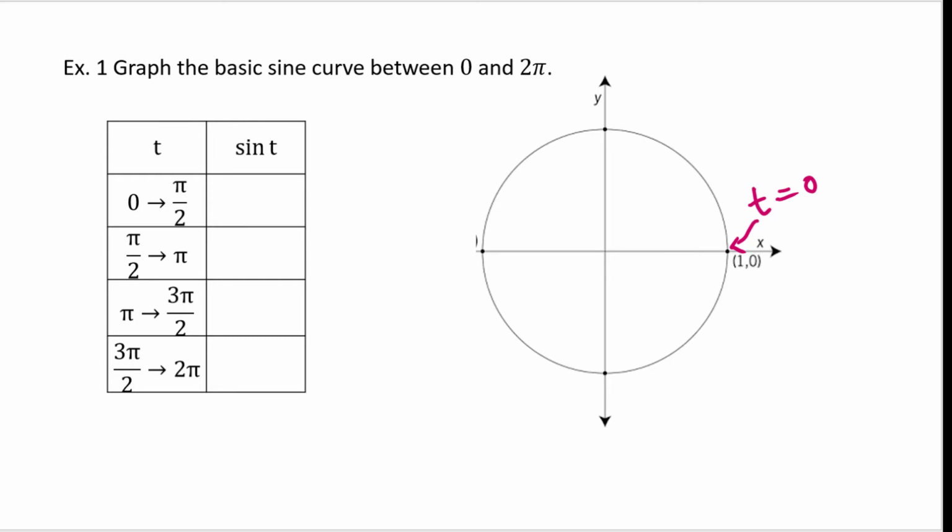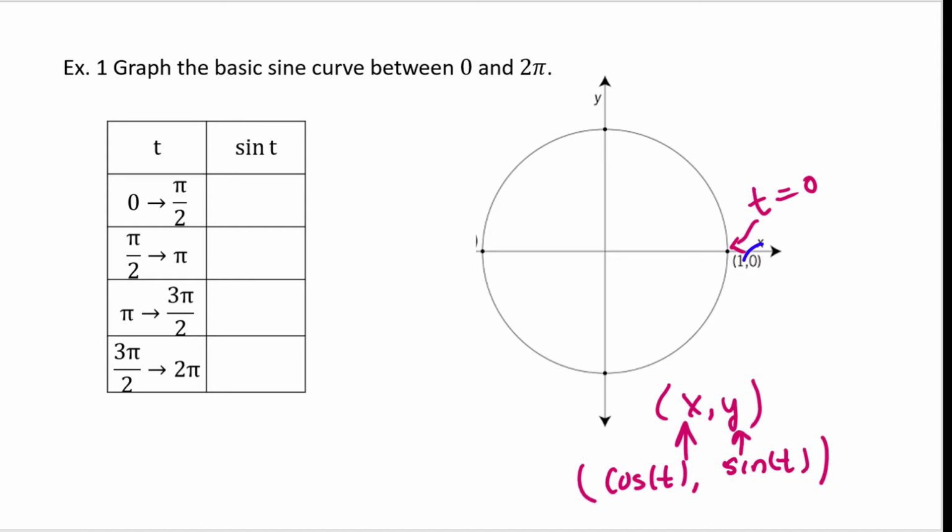The unit circle trig function states that for the ordered pair (x, y) on the unit circle, the cosine of t corresponds to the x, and the sine of t corresponds to the y value. With that, the sine of 0 is 0.